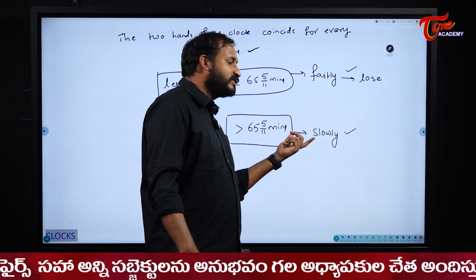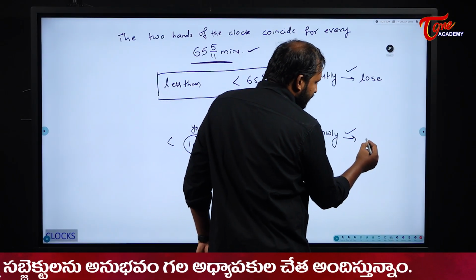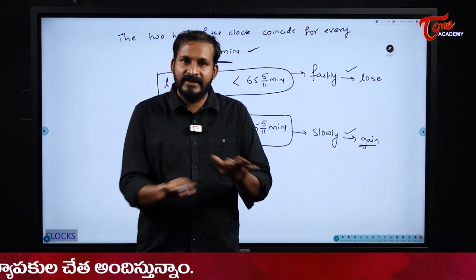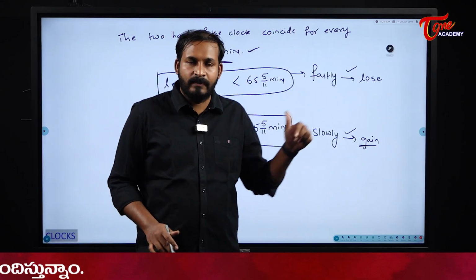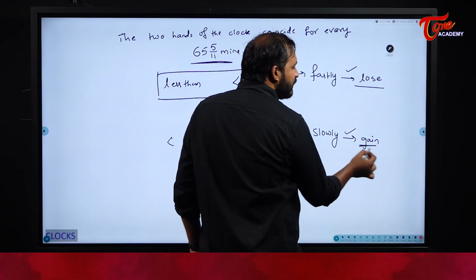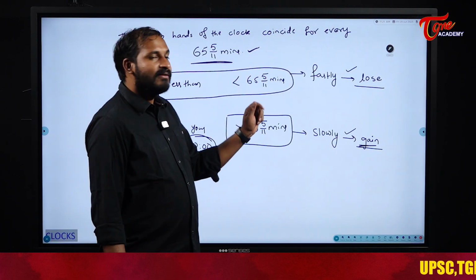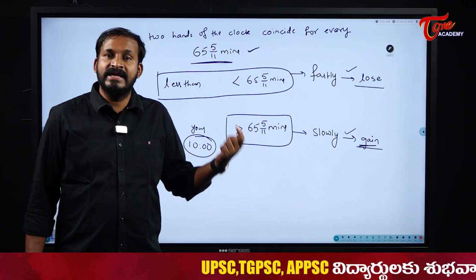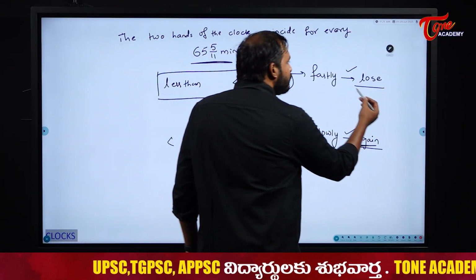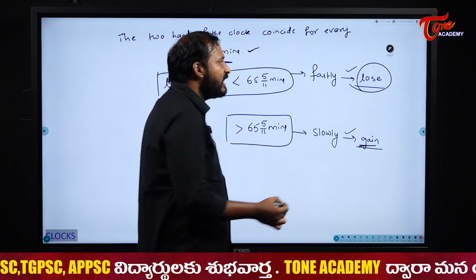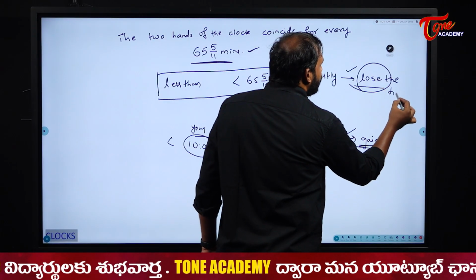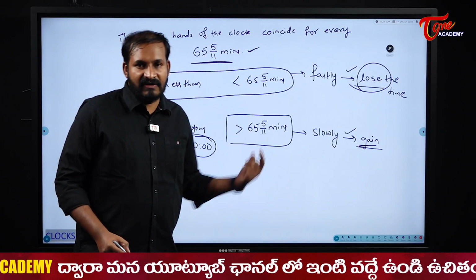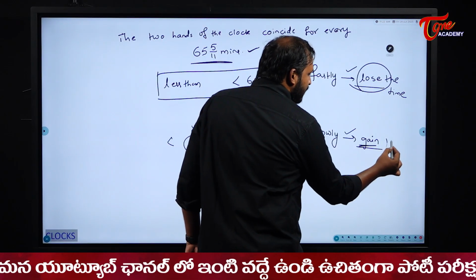And similarly, when it moves slowly, you will gain the time. Actually speaking, students, you will not lose or gain the time. That will be standard. But from the clock perspective, we should tell whether it is a losing clock or a gaining clock. So that is the reason, when the two hands of the clock coincide in a time less than 65/11 minutes, in that case you will lose the time. If the two hands of the clock coincide in a time greater than 65/11 minutes, there you will gain the time.